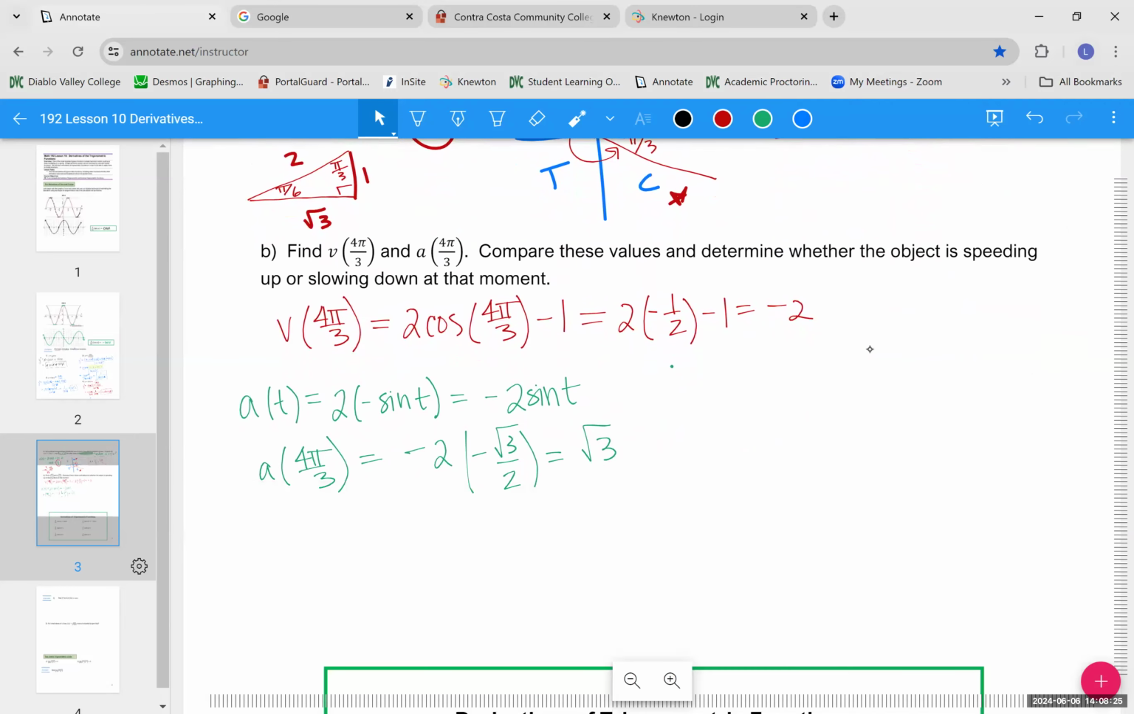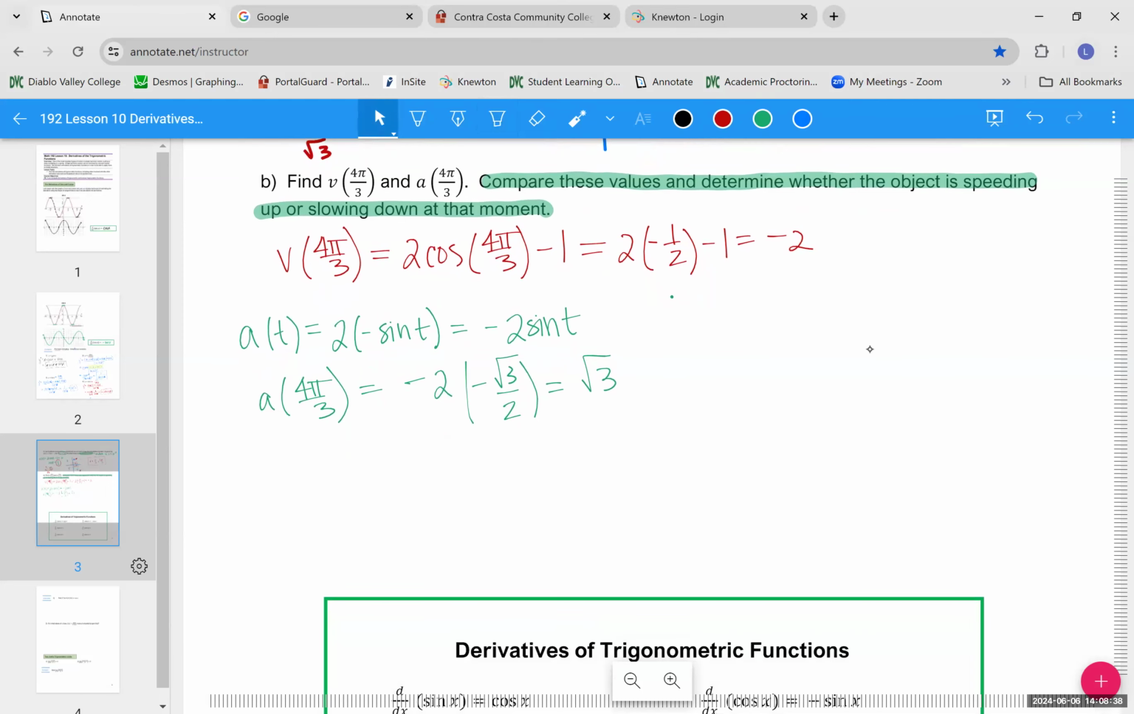Okay, and then it's asking me to do one more thing. Compare these values and determine whether the object is speeding up or slowing down. So a lot of people feel like they only need to look at acceleration to determine whether something is speeding up or slowing down. If acceleration is positive, then it must be speeding up. But that's not necessarily the case because velocity itself can also be positive or negative.